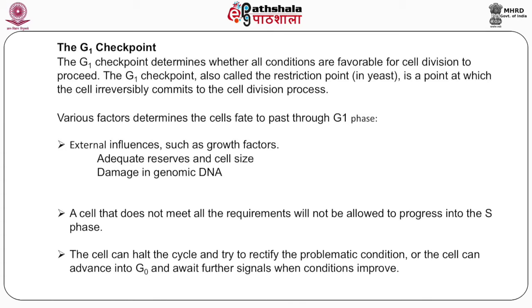Now, various factors determine the cell's fate to pass through the G1 phase: external influences like growth factors, adequate reserves and cell size, and damage in genomic DNA. The cell can halt the cycle and try to rectify it. So, once it is restricted at a particular checkpoint, it will pause and try to see if it can repair, or it can advance into G0 and await further signals when conditions improve.